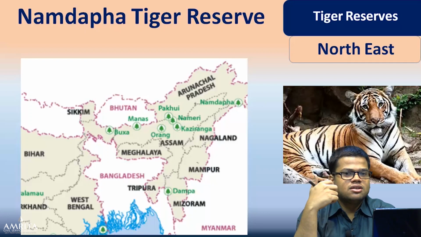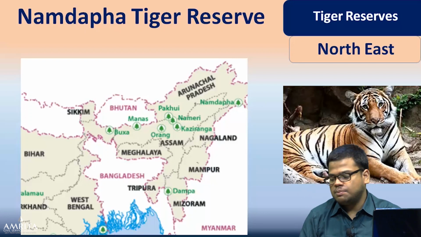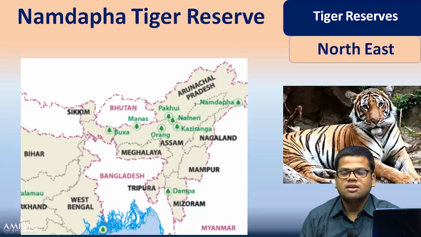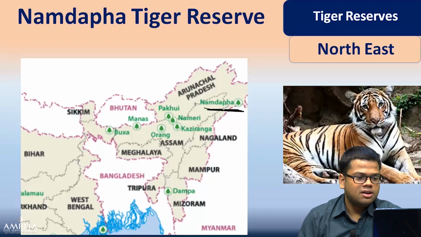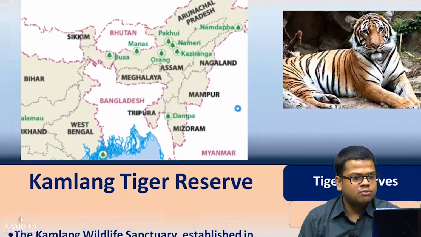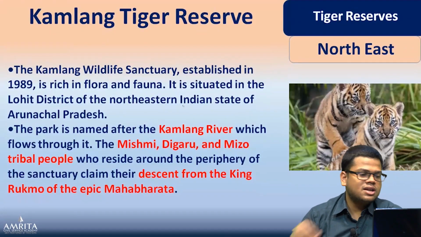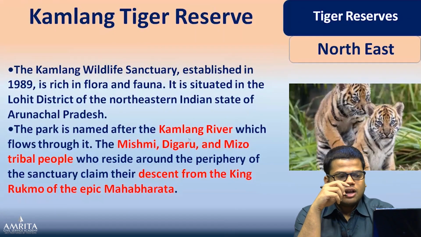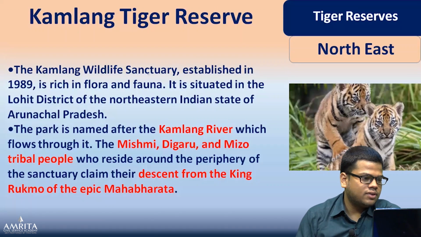Northeast is a very ecologically rich region. That is why so many national parks, Ramsar sites, and tiger reserves are there. So Namdafa, the location we'll identify and move on. Okay. Next is Kamlang Tiger Reserve. The Kamlang Wildlife Sanctuary, let's read it. Kamlang was established in 1989, not important.